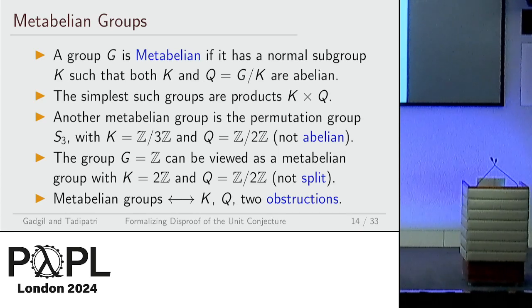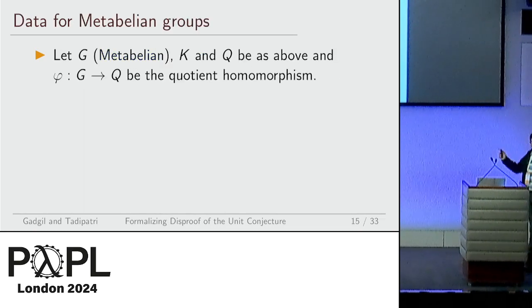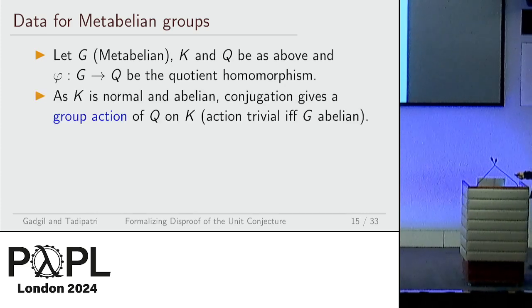In English, obstruction means difficulty, but in algebraic topology it doesn't. It means data. And data is good for us because we are working on a formal proof system or programming. You want data. So here's data giving you a meta-abelian group. You're given K, Q. Okay, let this be the quotient homomorphism. So because K is normal and abelian, conjugation gives a group action of the quotient on K. Okay, because K acts trivially on itself.